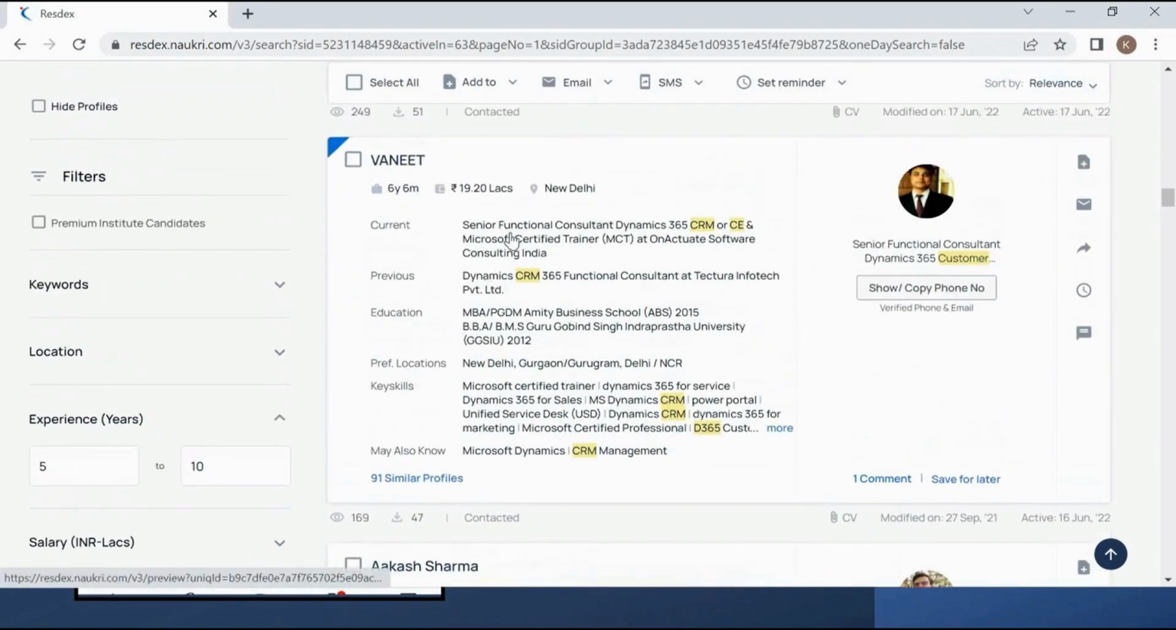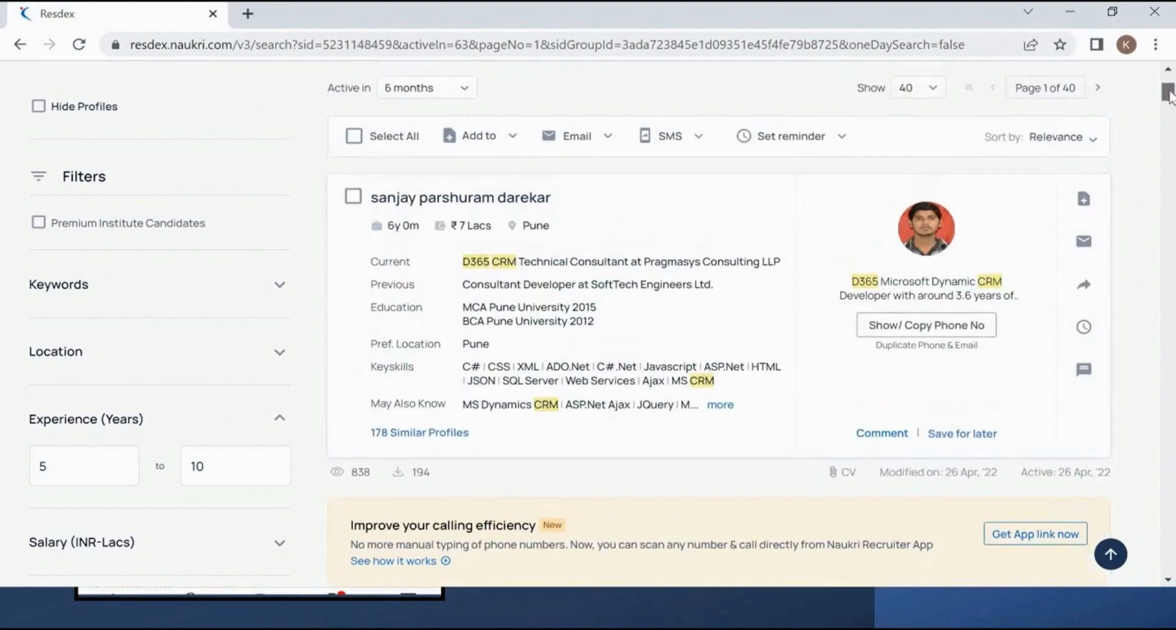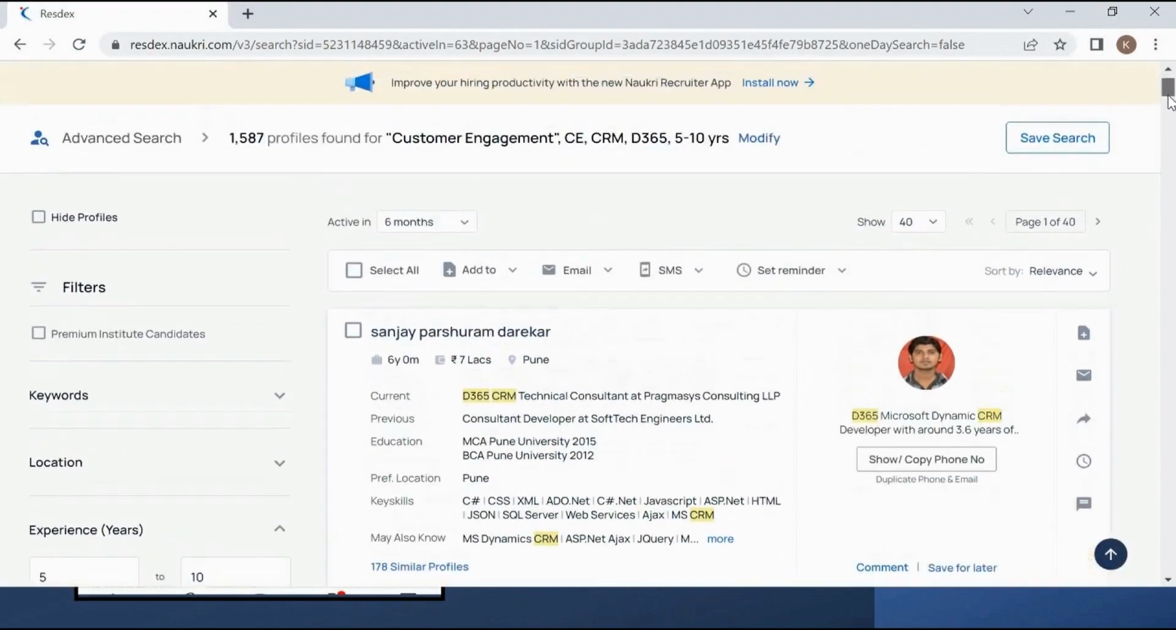Okay, so friends, look, this is also a senior functional consultant. So I hope you understand that in this requirement we generally find both kinds of people, who are functional and who are technical as well. But we have to focus only on the technical consultant.